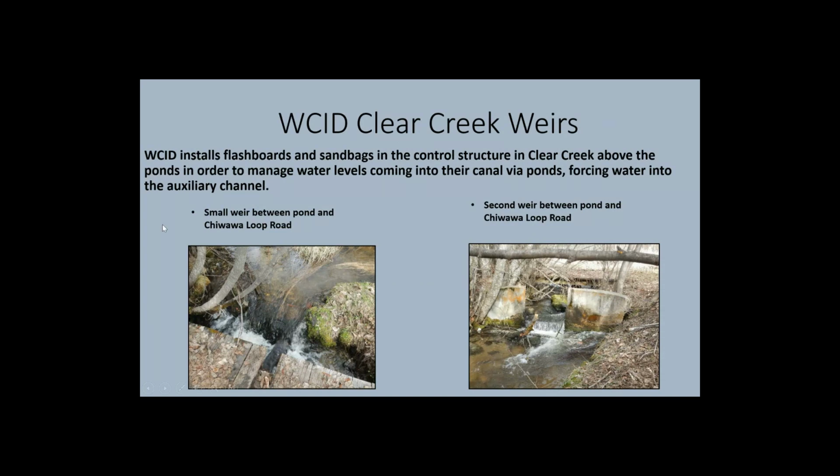So at the upper end, just below the Chihuahua Loop Road, there are actually 2 small weirs. One of them is more obvious than the other. This one on the right is more obvious. It's the second one. But the first one is where the irrigation district can initially divert flows. And then the second one is another opportunity for them to divert flows. Both of these weirs effectively are opportunities for the irrigation district to send flows either into the pond system or into the auxiliary channel.